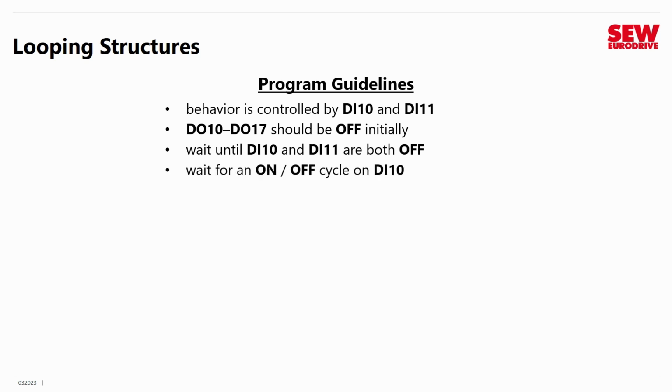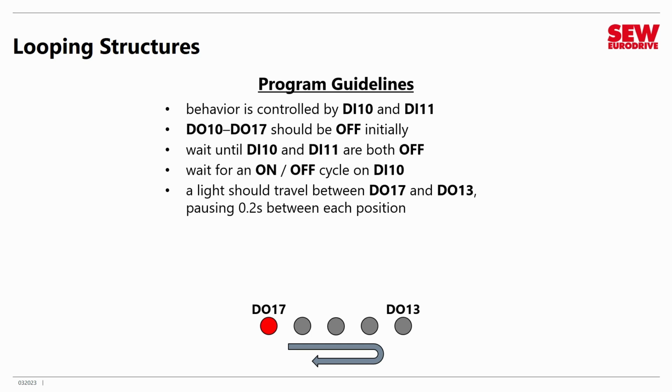Then wait for an on-off cycle on DI10. You've done stuff like this before. This is nothing new. And then once that happens, I want the light to travel between DO17 and DO13. So it's going to light up DO17, then DO16, 15, 14, 13, and then it's going to go back the other way, 14, 15, 16, 17. It's going to be a traveling light, okay? So the light will just bounce back and forth, do this kind of cycle.